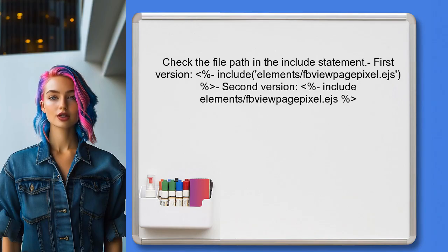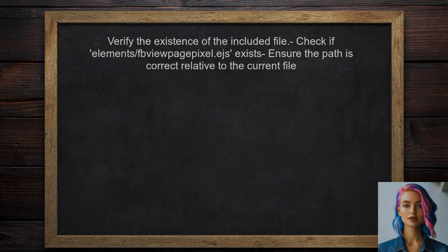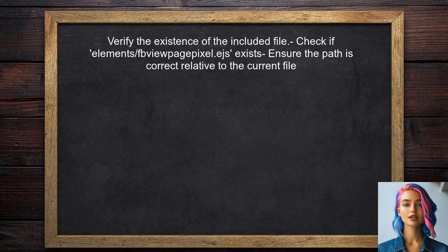first check the file path. The first version of the code uses quotes around the path, while the second version does not. This can affect how the EJS engine interprets the path. Next, the user should verify that the file being included actually exists at the specified path. If the file is missing or the path is incorrect, it could lead to the include is not a function error.